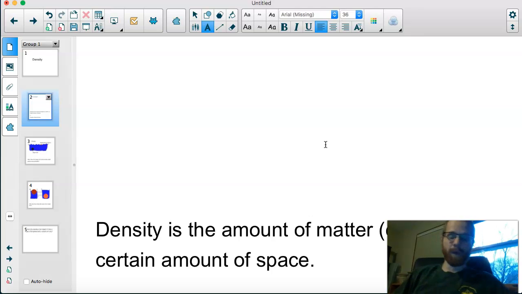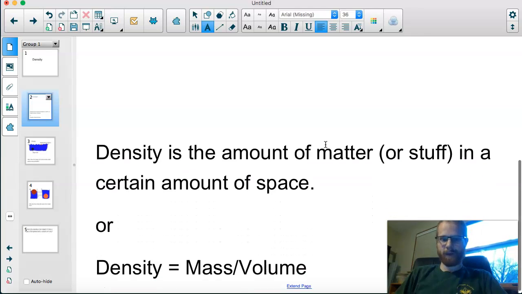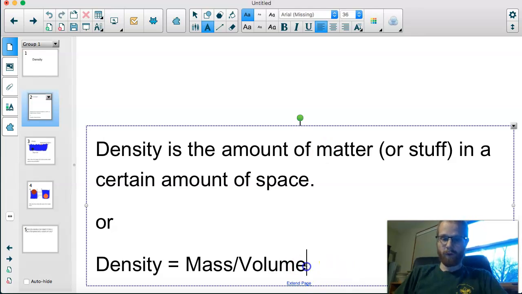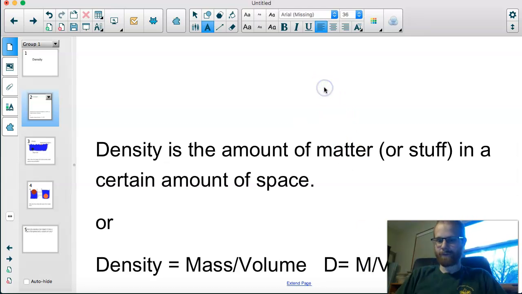Okay. The second way we can think about density is in terms of its equation. What is the equation or formula we use to solve for density? It is density equals mass divided by volume. Or you could write it as D equals M over V. There you go. Okay. Density is the amount of stuff, the amount of mass or matter, in a certain amount of space, in a certain amount of volume.